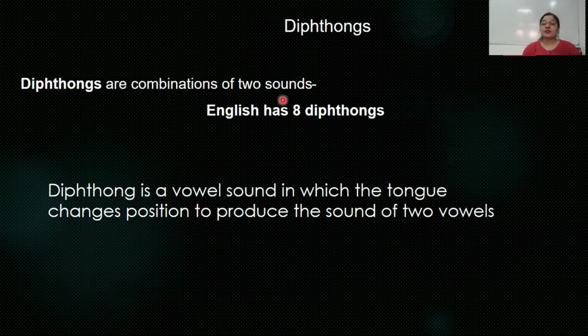Diphthongs are a combination of two vowel sounds. English has 8 diphthongs. A diphthong is a vowel sound in which the tongue changes its position to produce the sound of two vowels. Because one vowel has one position of the tongue, lips and everything, and when you glide towards the other vowel sound, the position of your tongue and your lips is definitely going to change, right?